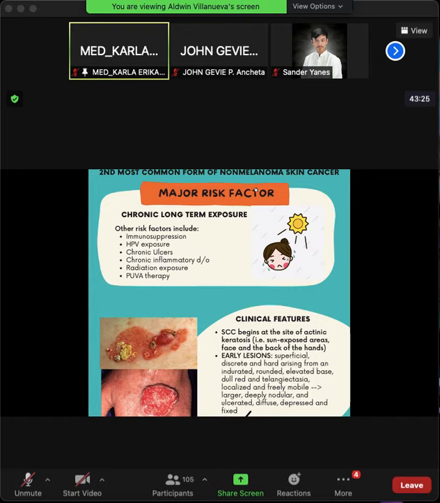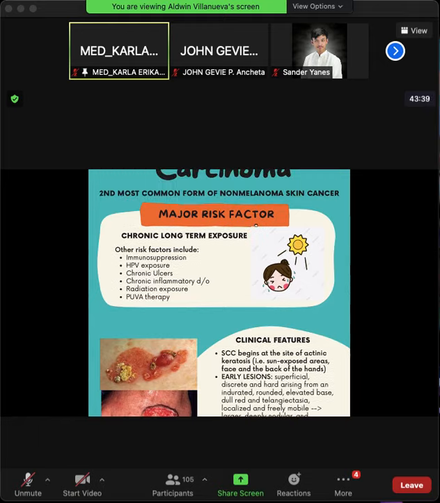Of course, for treatment, you can have excision, you can have cryotherapy. However, Mohs micrographic surgery is the preferred treatment of choice, especially in high-risk areas. So we proceed to melanoma. Thank you.